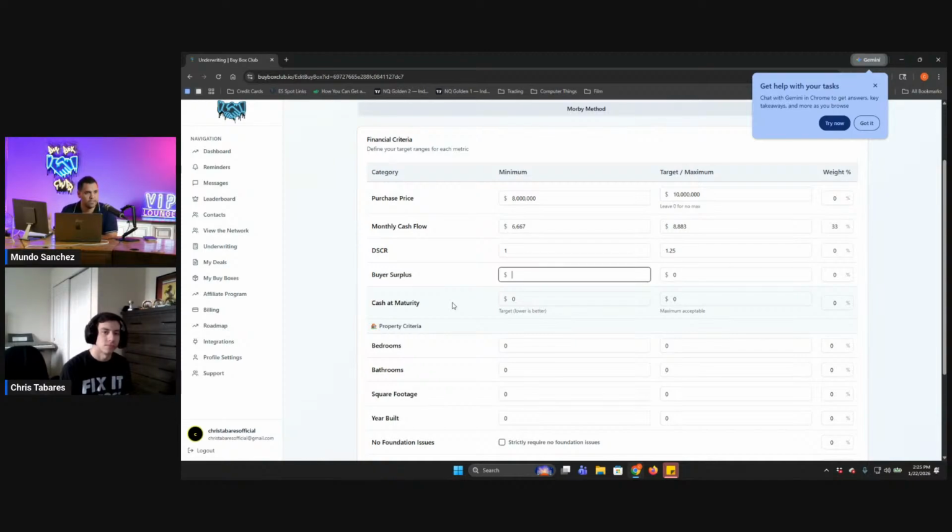So that way you can continue to operate and have funds in case something breaks down, that kind of stuff. So that's what the buyer surplus means. That basically means that at closing, you would get paid 30 grand to 75 grand or whatever, if that was your range. So your investor may not be familiar with this type of strategy, and that's completely okay.